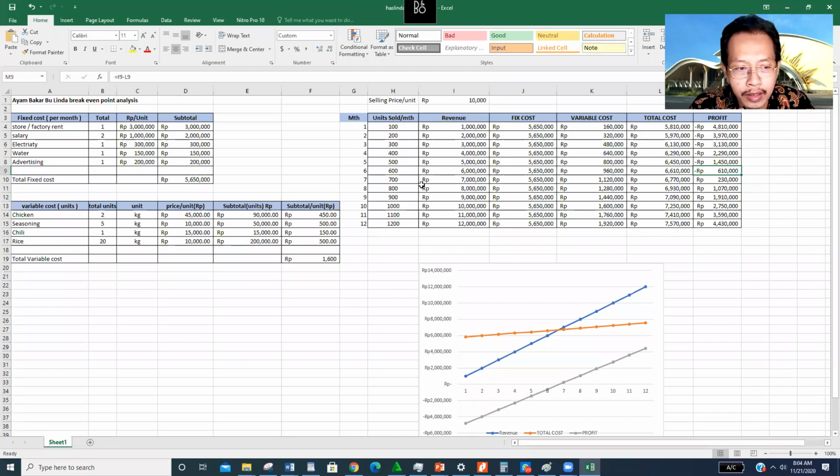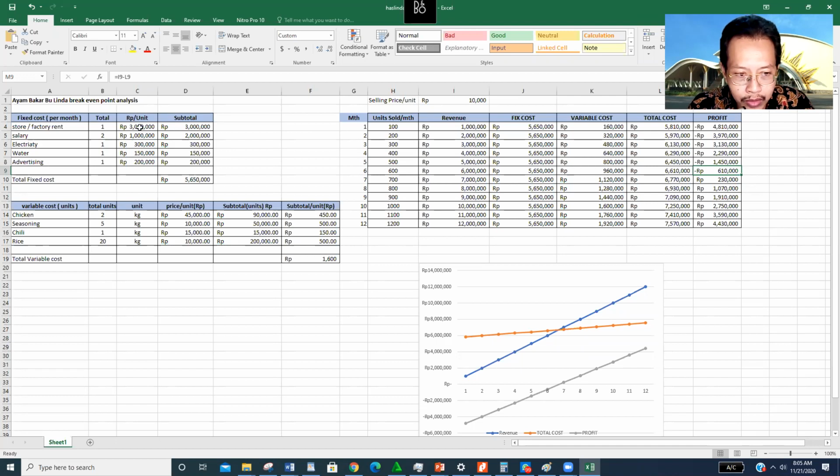So this is the fourth assignment. This person made a grilled chicken break-even point analysis. What I would be looking for is whether the concept of fixed costs and variable costs is correct or not. Fixed costs are things that you would have to pay every month, every day, even though you don't sell anything. So in this case, the rent, salary, electricity, water, advertising, that's correct.